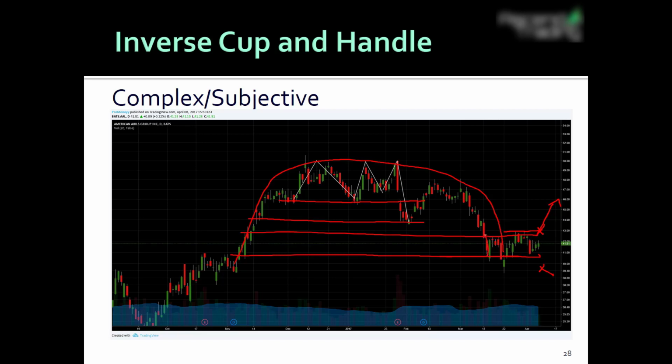it's forming a rectangle. So it's really more of a neutral setup.